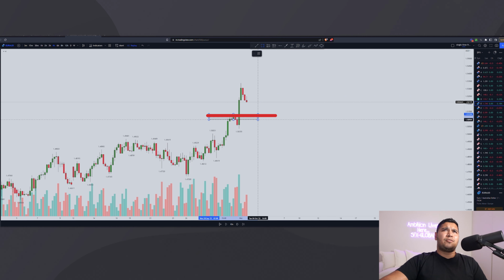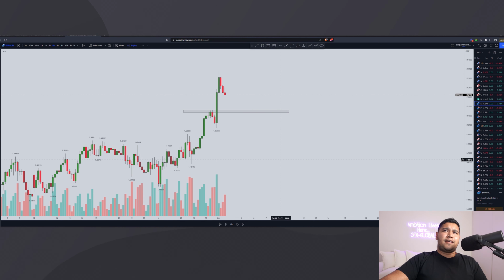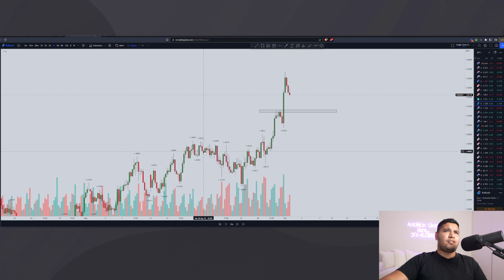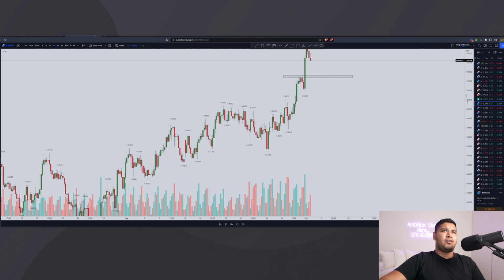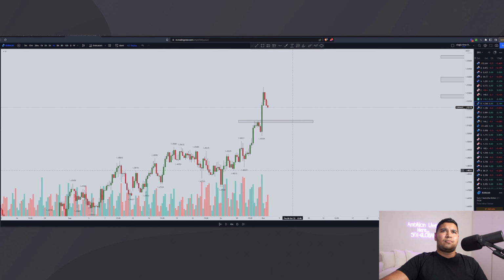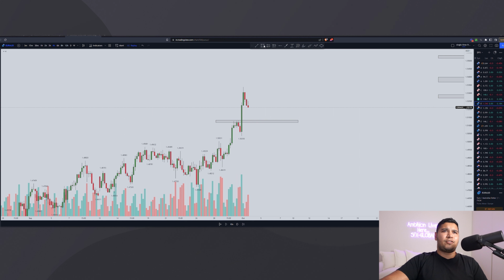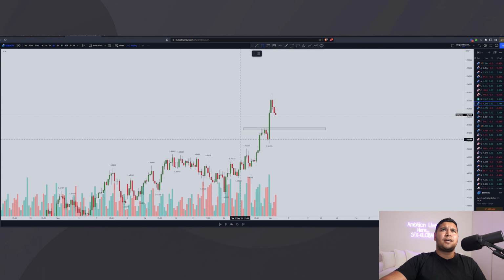Nice and simple. So I will mark out my previous level of resistance right here. And if you guys notice, I'm only interested in the most recent price action. I'm not interested in zooming out too far. I'm trading the most current trends in the market. I will mark this as the previous low right here as such, and I will mark this as my target zone to take my profits right here.